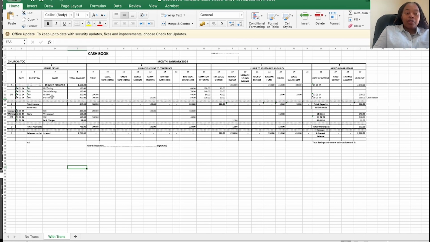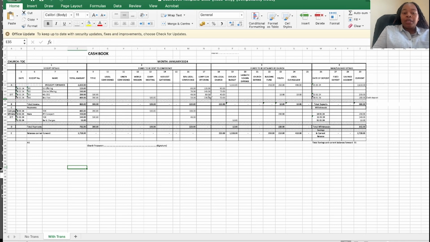Our third receipt for the Sabbath, it's Miss CFO. Miss CFO did an EFT and sent us the proof of payment. So in the envelope, we have a proof of payment. We mark it as EFT there. There is the amount for Miss CFO. The total is 200 Rand. 100 Rand is tithe. And 80 Rand is lump sum offering.